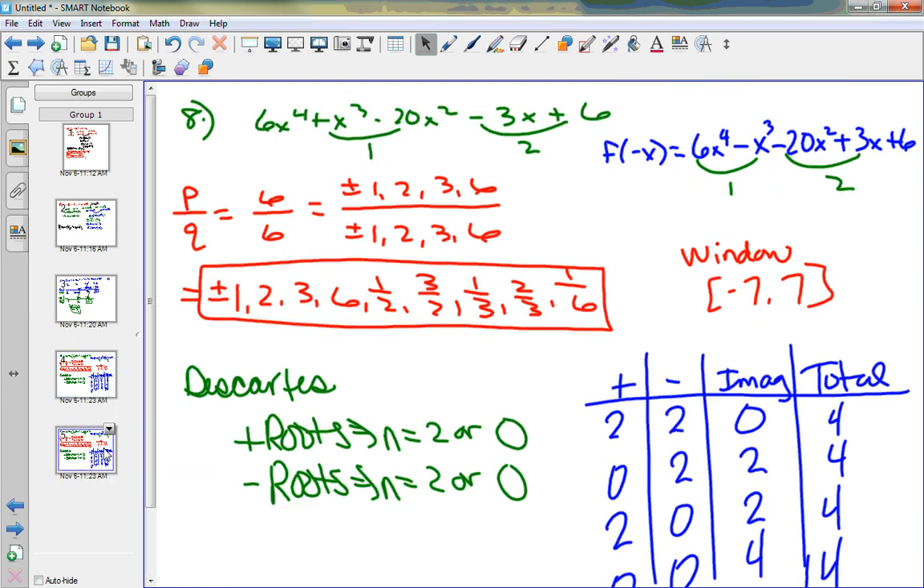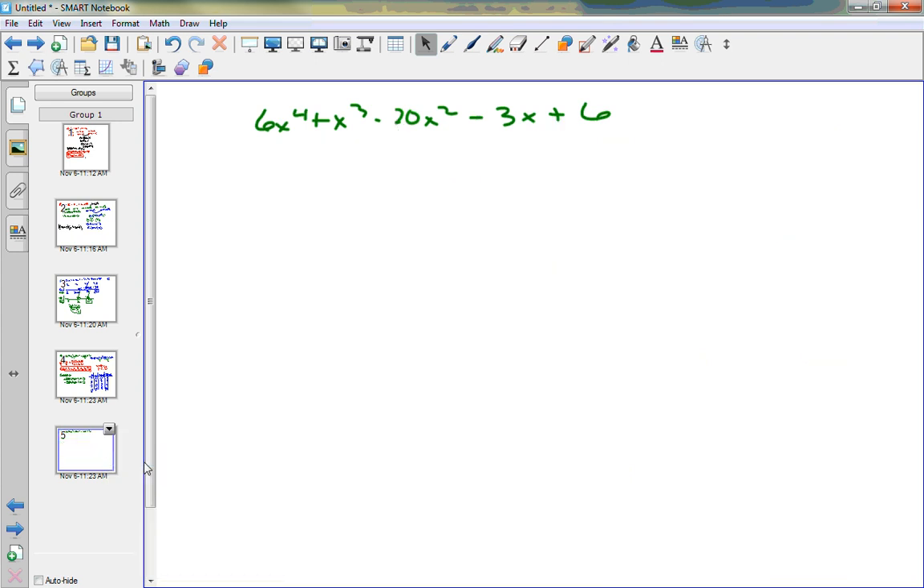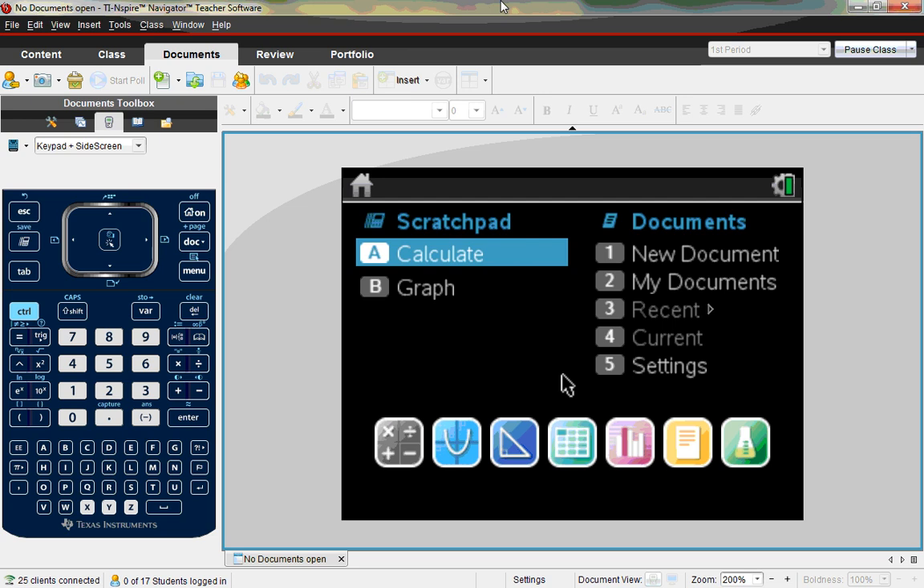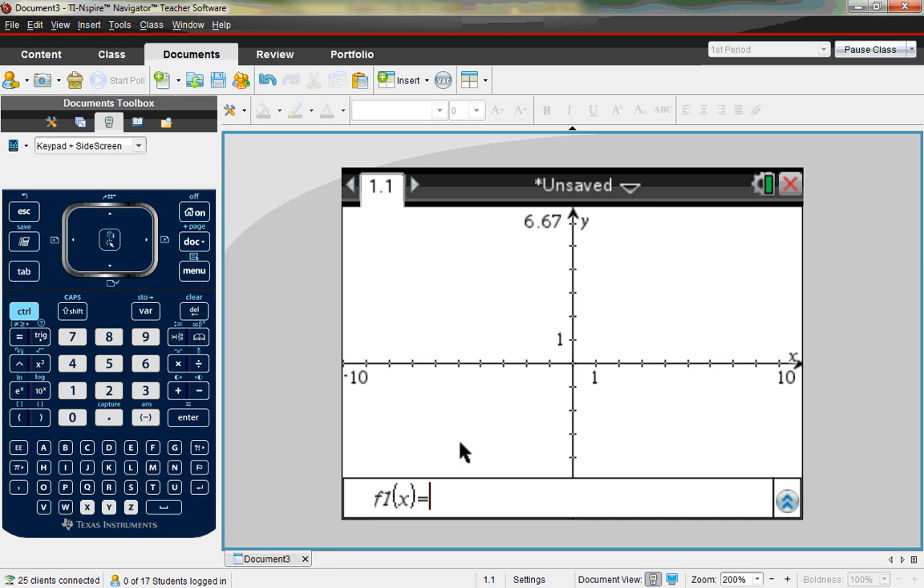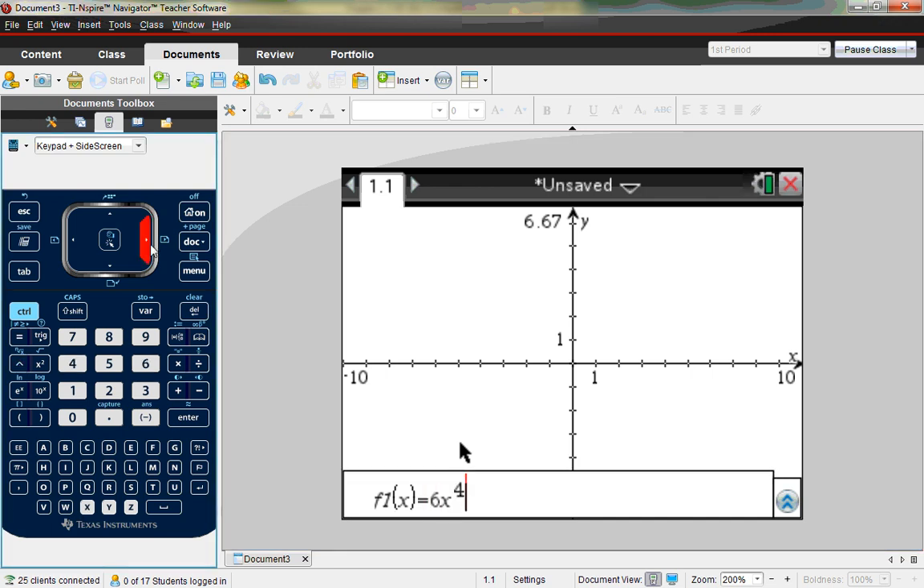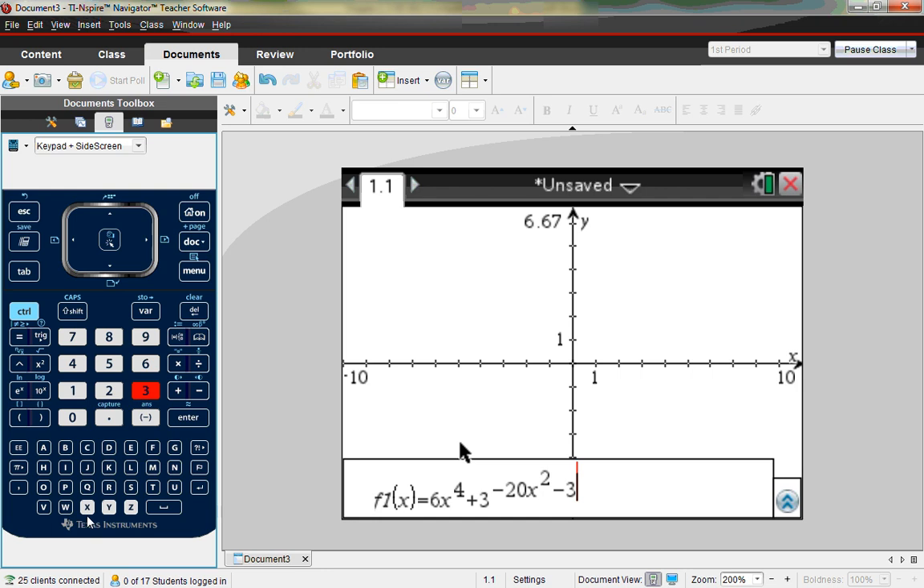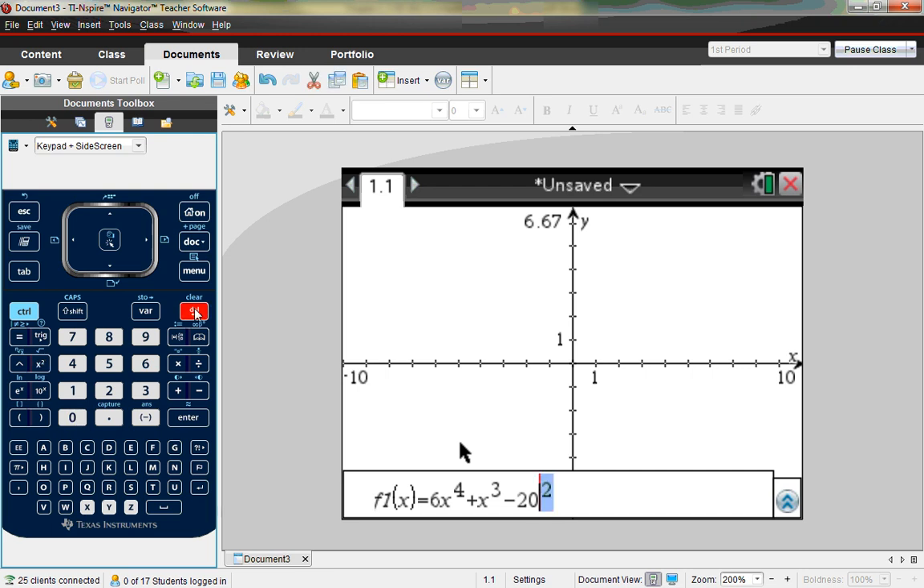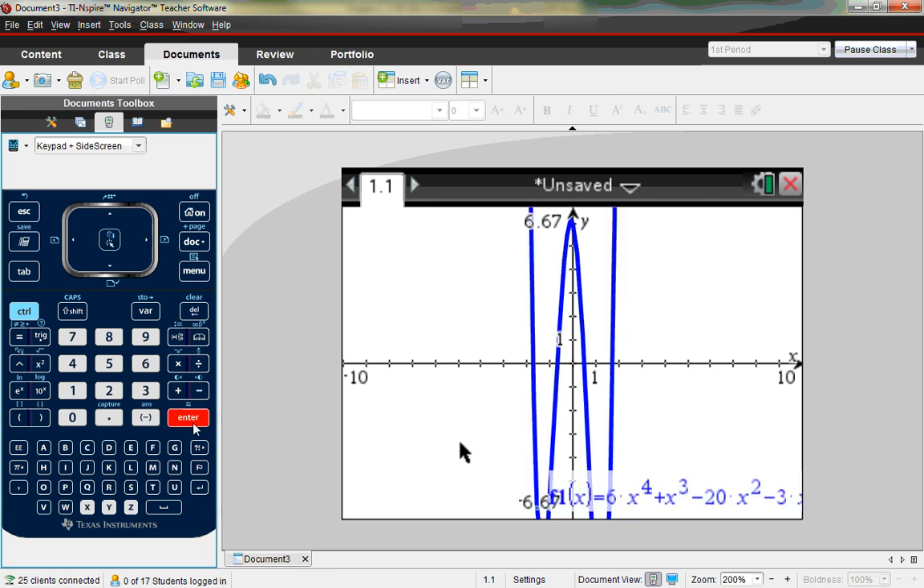I need to graph this. So if I graph this thing, the problem that we have here is 6x^4 plus x^3 minus 20x squared minus 3x plus 6. There it is.